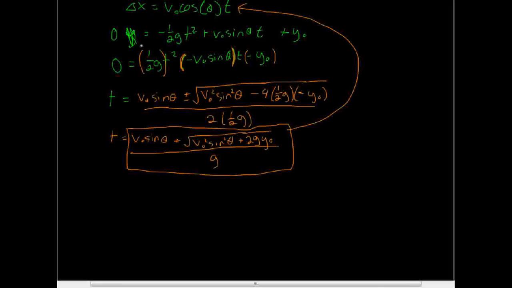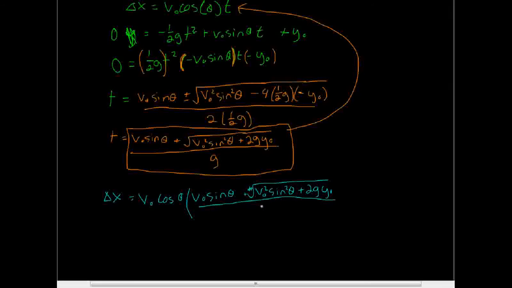So plugging that into our delta x equation, we get delta x equals v naught cosine theta. Well, I don't need the parentheses. You guys get the idea. V naught cosine theta times time, which is this whole huge quantity right here, times v naught sine theta plus the square root of v naught squared sine squared theta plus 2g y naught all over g.